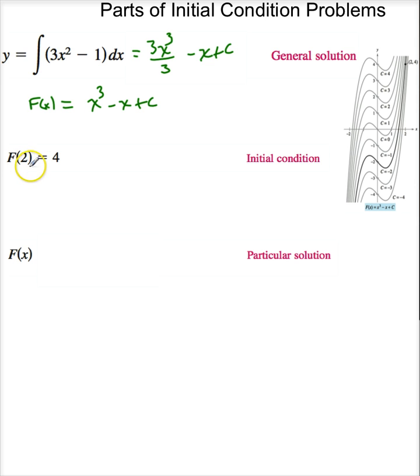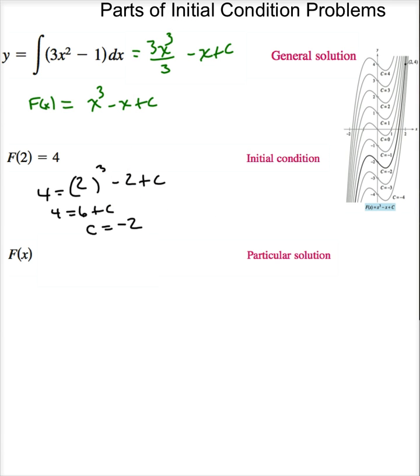So I know f of 2 is 4. So 4 is equal to 2 cubed minus 2 plus c. So 4 is 8 minus 2, which is 6. So that tells c is equal to negative 2. So that tells me that this curve right down here is my particular solution.